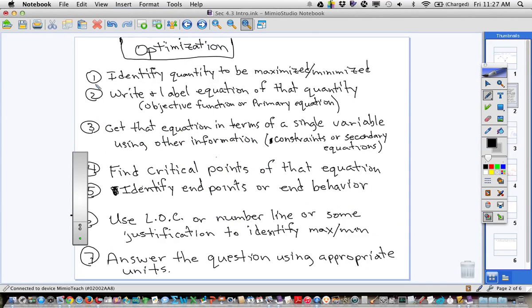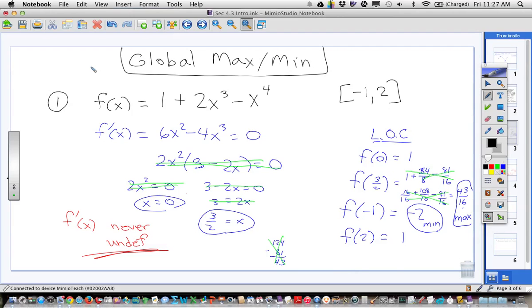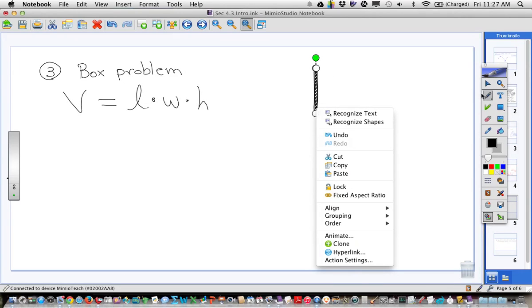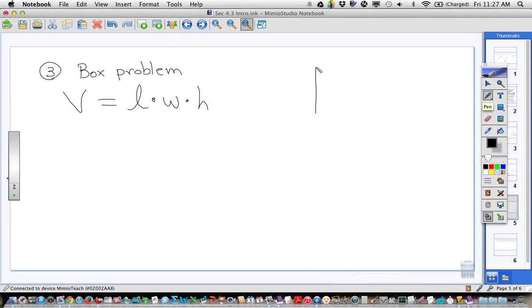Step 0. Draw a picture, okay? It's not a bad thing to put in there. So here we go. We've got a sheet of paper, 8.5 by 11, okay? So this would be 8.5, and this would be 11. We're going to cut squares, and they're going to be equivalent squares, out of each corner. Okay?